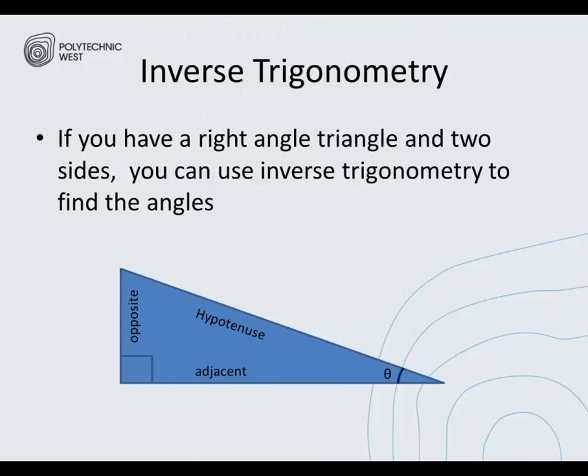Inverse trigonometry. If you have a right angled triangle and two sides, you can use inverse trigonometry to find the angles. Either inverse sine of opposite over the hypotenuse equals the angle, or inverse cos of the adjacent over the hypotenuse equals the angle, or inverse tan of opposite over the adjacent equals the angle, depending on which sides you have.